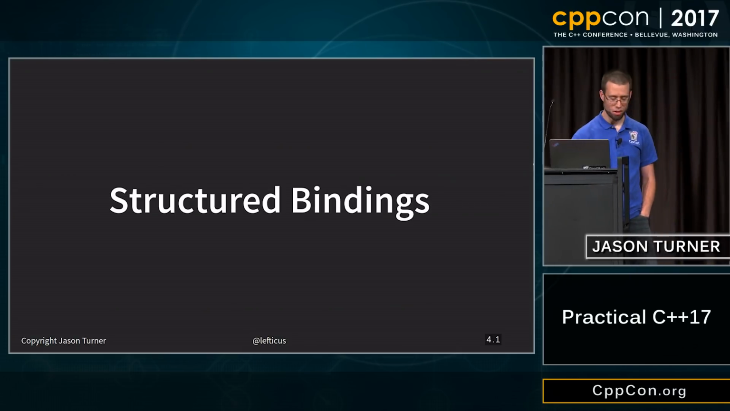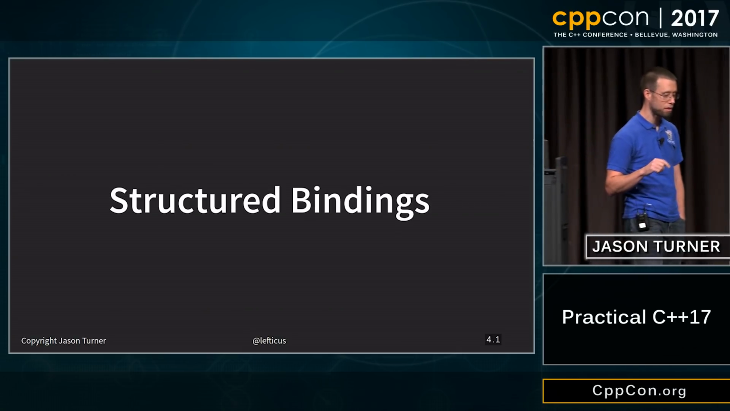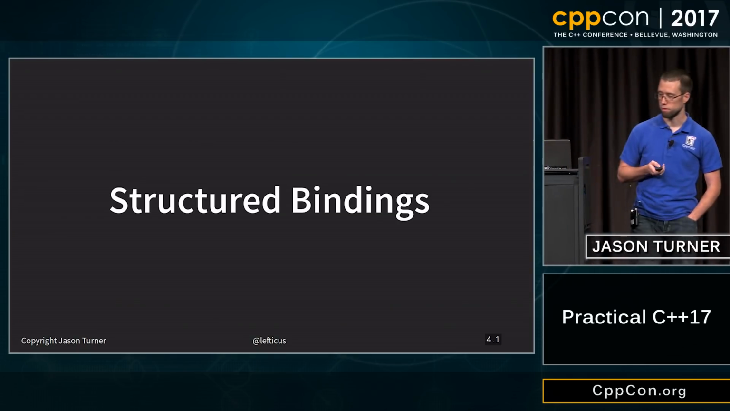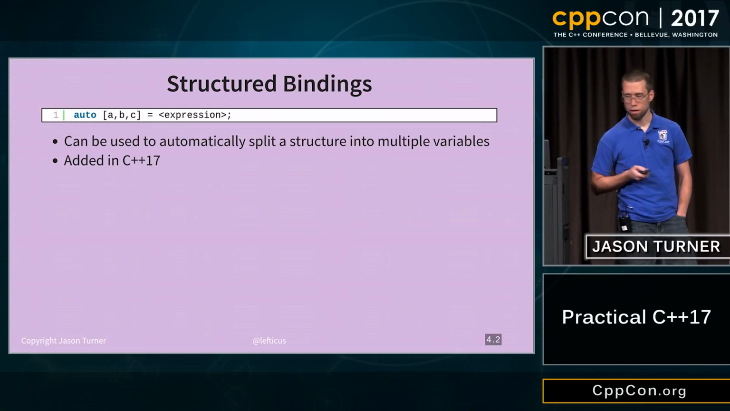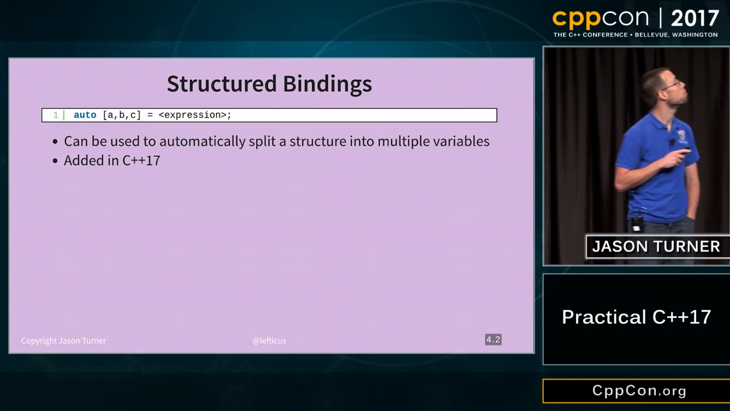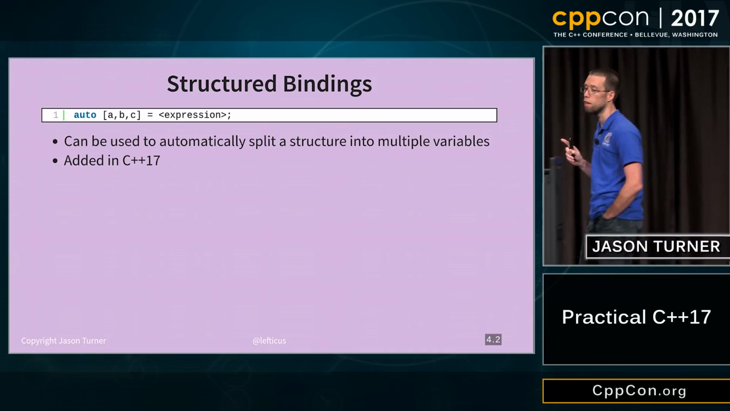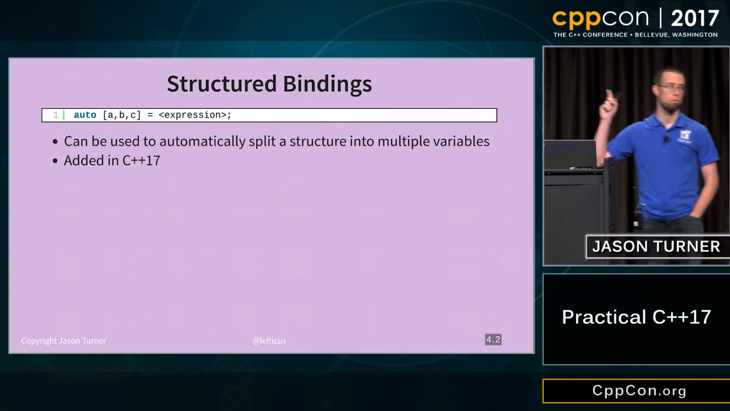So I'm going to do an overview of the C++17 features that I used, and we will see where this gets us. Starting with structured bindings, again, this is going to be really high level. We're talking like one slide per feature. This is basically what a structured binding looks like.